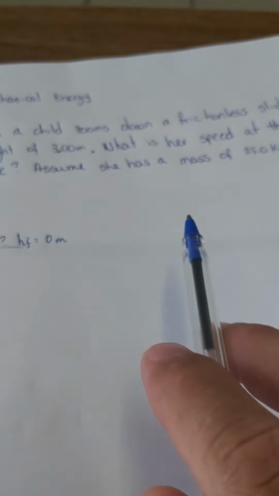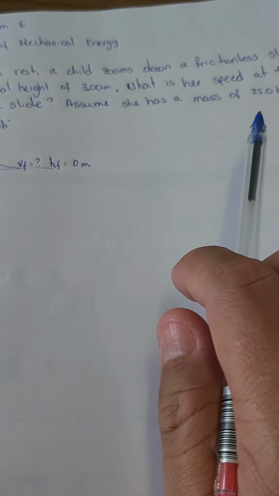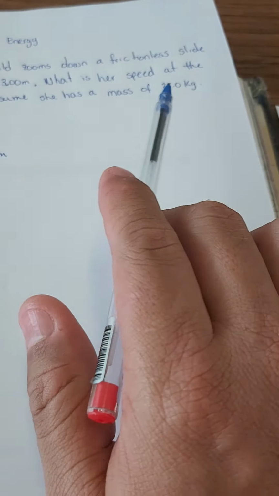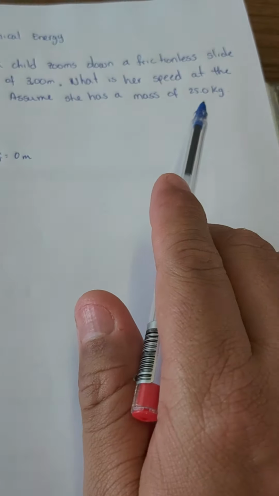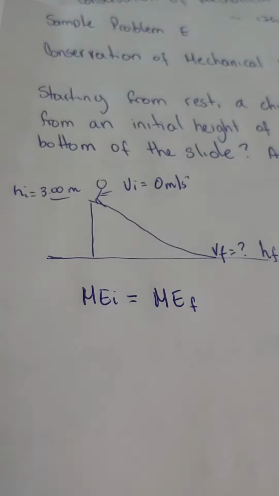Now, notice something important. The mass is given in the last sentence. Why? Because we don't need mass in order to solve these problems. We can neglect the mass. I'll show you why right now. If we solve this problem, we need to find final velocity, right? We know that the initial mechanical energy has to be equal to the final mechanical energy.